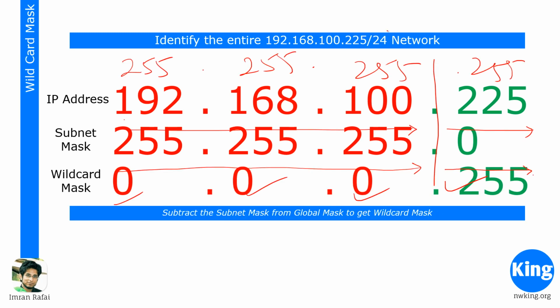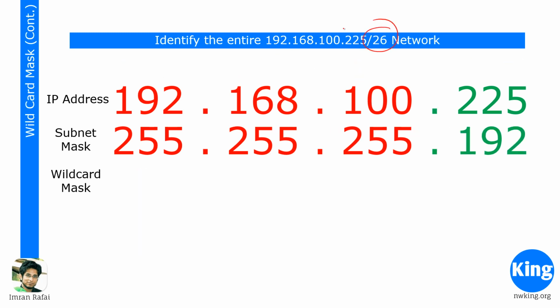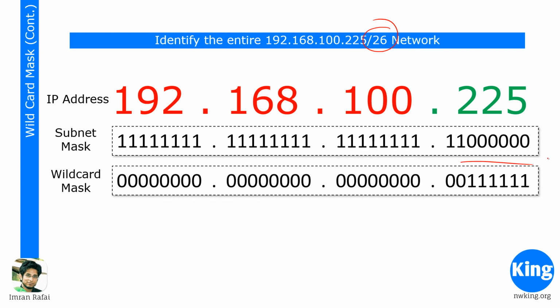In the last slide we saw /24. Now we look at /26. If it is /26, you know 255.255.255.192 is the last octet in your subnet mask. But if you look at a bit level, you see that you have 24 plus 2, 26 bits of ones, and then you have 6 bits of zeros. If you do the inverse of that, then you get 26 bits of zeros in the wildcard mask, and then you get 6 bits of ones in your wildcard mask.